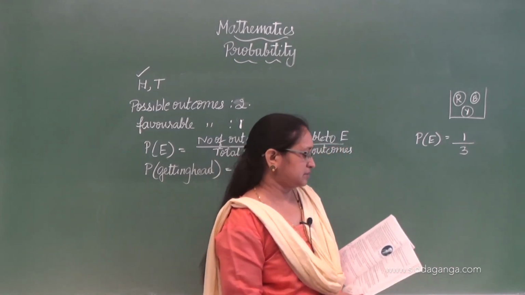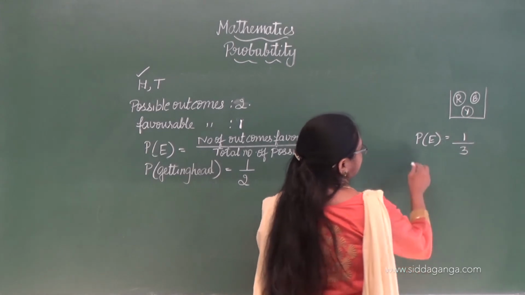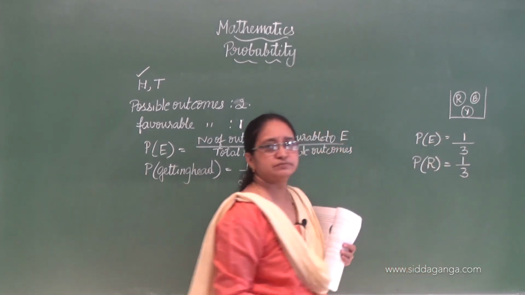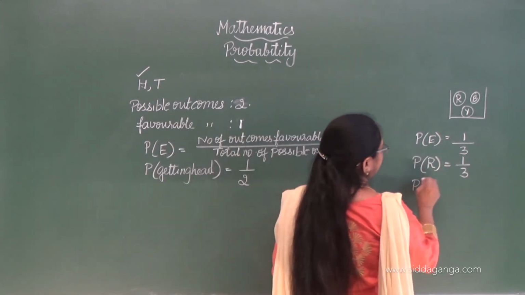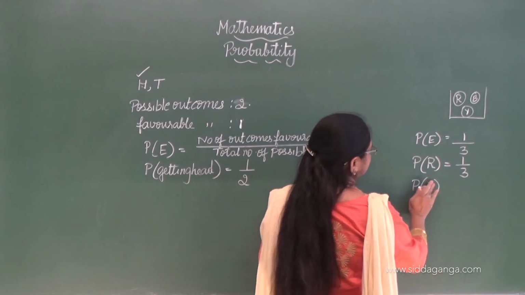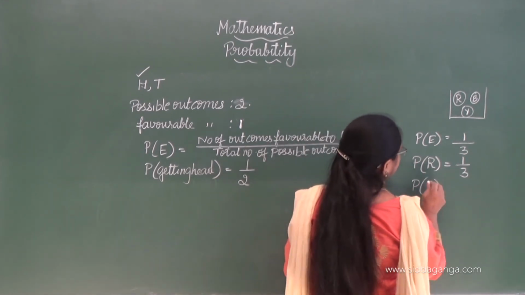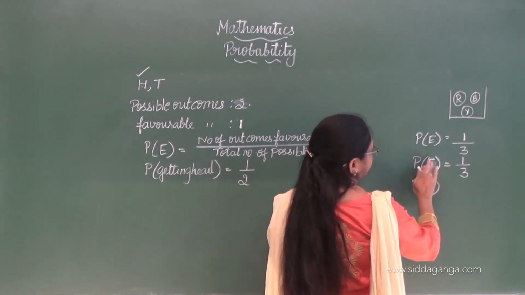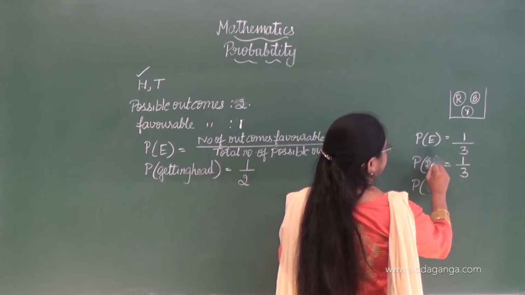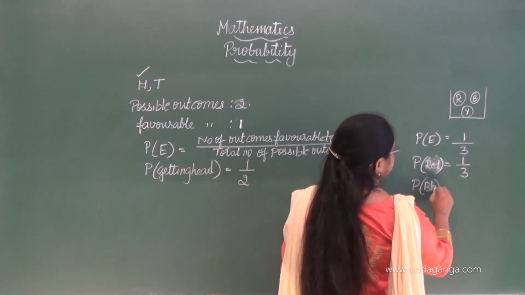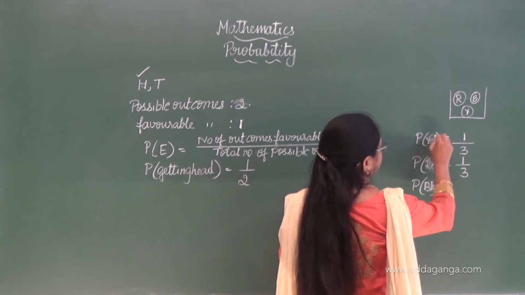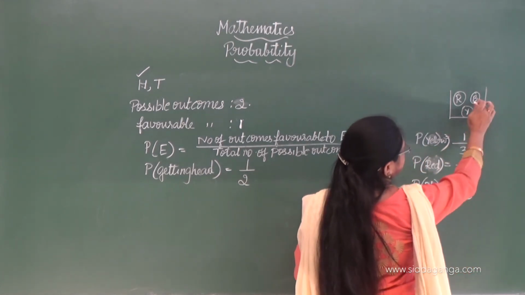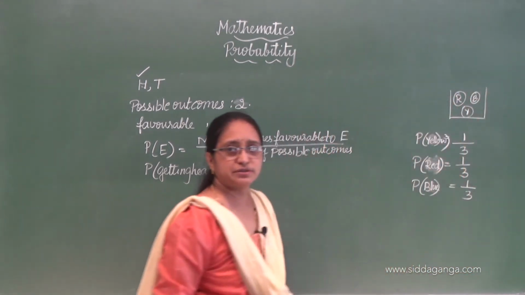And probability of getting red also is 1 by 3. Probability of getting blue color, you should write blue event only, but this is for red. So here you can write red, this is blue, this is yellow. This is also 1 by 3, blue color is only 1 ball, 1 out of 3, 1 by 3.